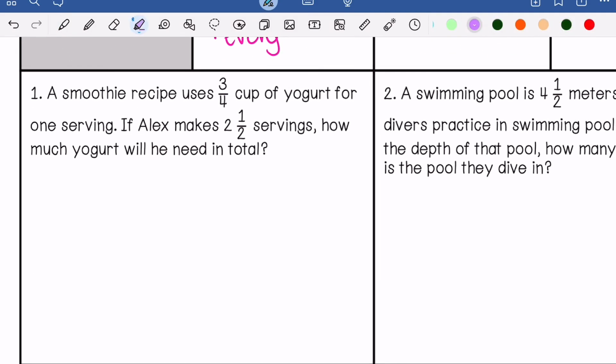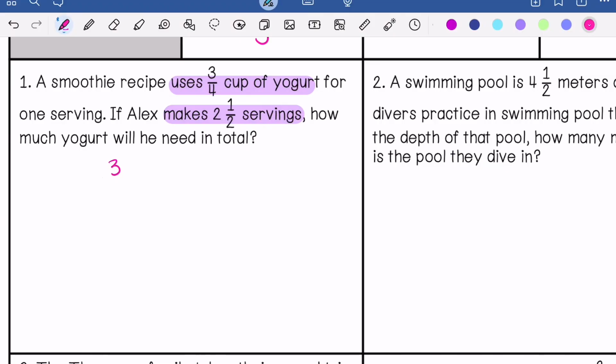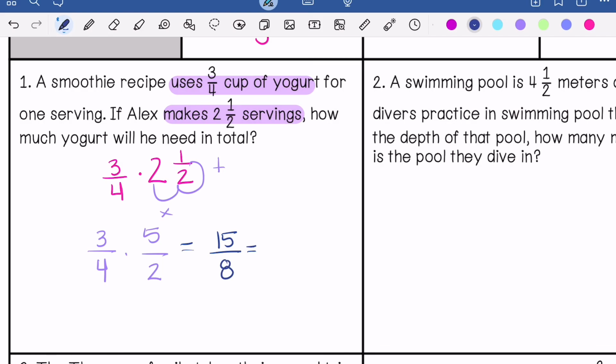A smoothie recipe uses 3/4 a cup of yogurt for one serving. If Alex makes 2.5 servings, how much yogurt will he need in total? So we have 3/4 times 2.5. Going to convert this 2.5 to an improper fraction. So I have 3/4 times 5/2. I do not see a cross simplification opportunity here. So 15/8, 8 goes into 15 once with a remainder of 7. So 1 7/8 cups.